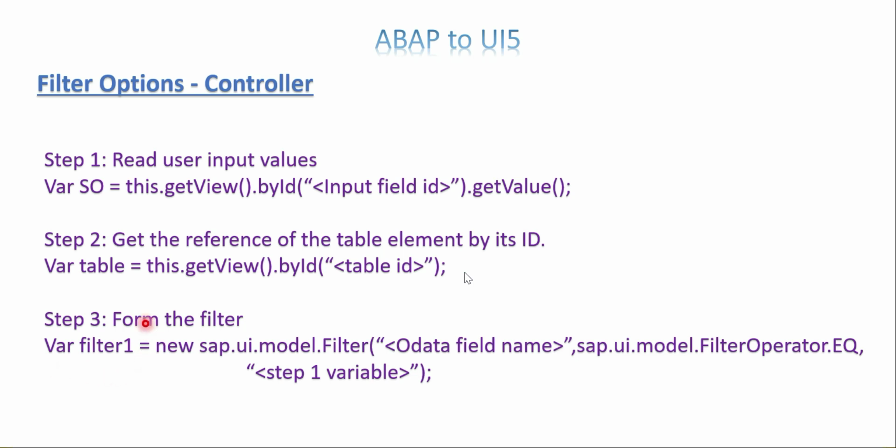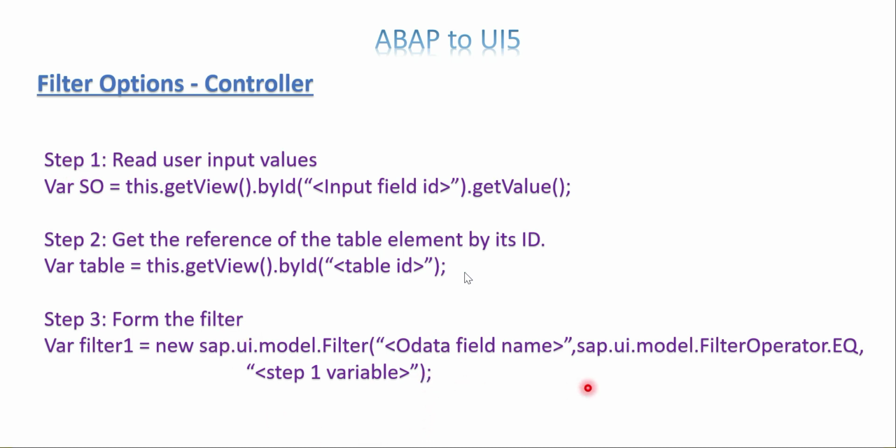Here the variable can be any name you like. I simply give filter one equal to new SAP UI model filter, and here you have to give the OData field name of this particular SO field. That will become a little clearer once you get into the system. And then what kind of operator you're going to apply along with this value. That is SAP UI model filter operator dot equal. So equal is the operator coming under this library, and then equal, comma, step one variable. Step one variable over here is SO, so you have to keep it here.